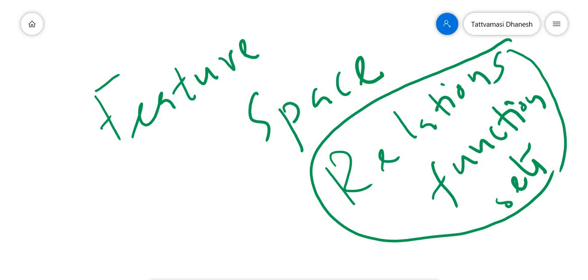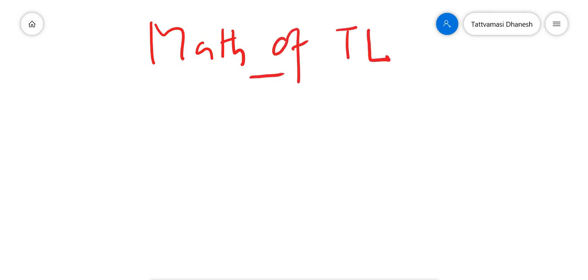And one more point I want to tell you is, now we are coming back to the mathematics of transfer learning. I have given you some idea about the concept behind transfer learning. Now the math behind transfer learning. For that, let's have a domain D. So we are defining a domain.